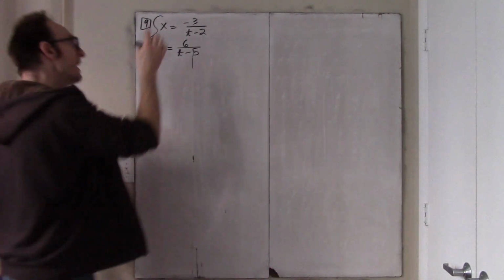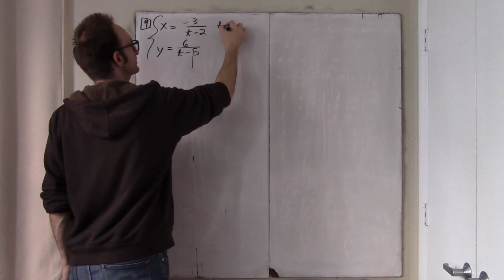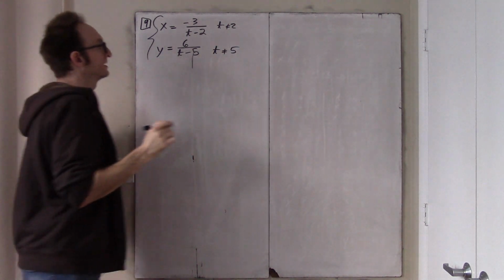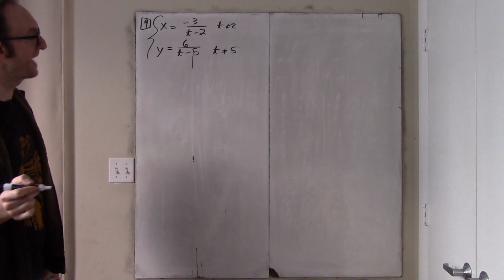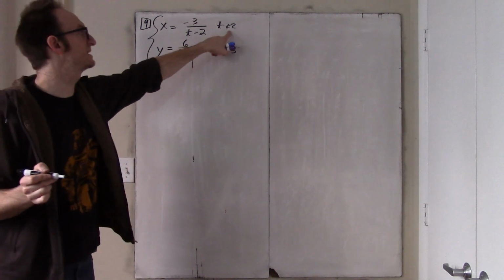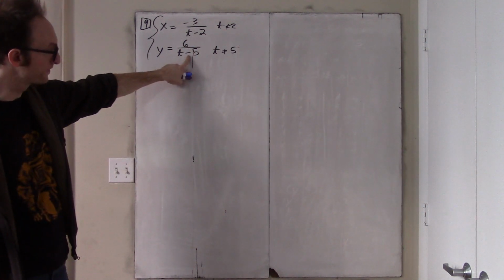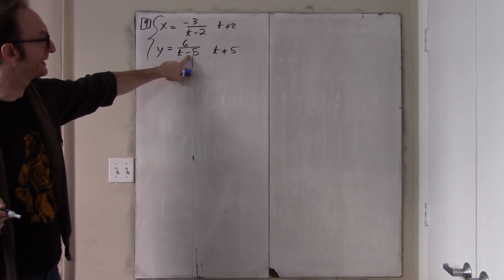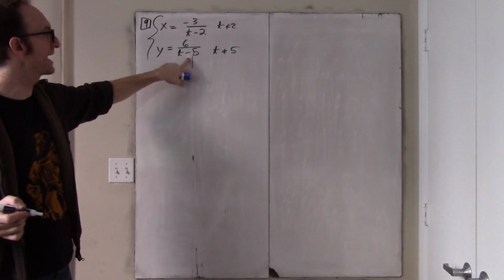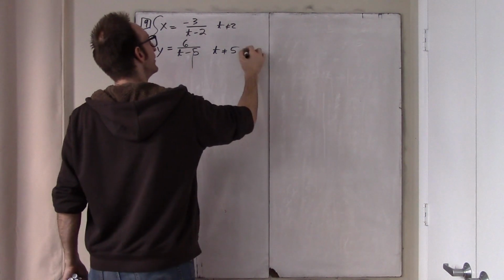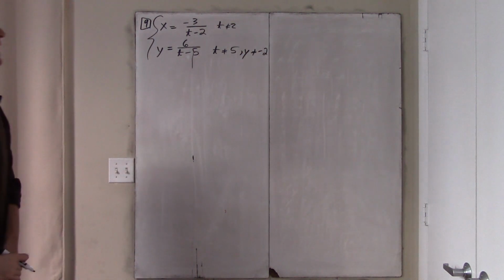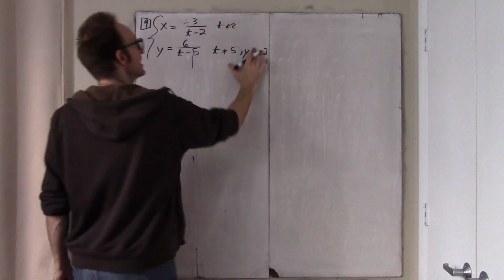What do I notice? I notice t can't be 2. And I also notice that t can't be 5. But also, since t can't be 2, that denominator will never be negative 3. So this will never be 6 over negative 3, so y will never be negative 2. Let's make sure I did that right. 6 over negative 3, yep. y will never be negative 2. Okay, more.